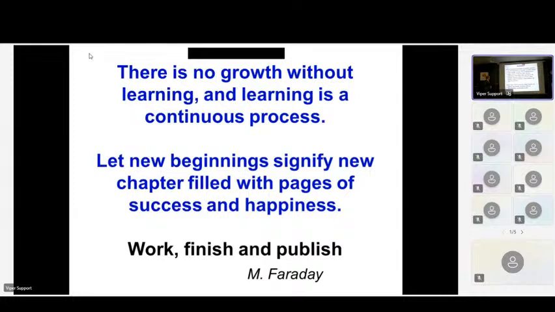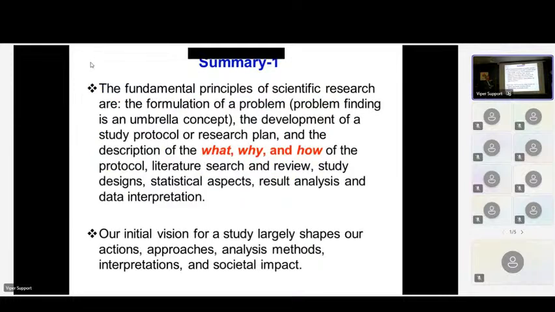Now I'll summarize what I said in the last 1 hour. The fundamental principles of scientific research are the formulation of a problem, the development of a study protocol, a research plan, and the description of the why, what is to be done, why you are doing it, and how you are doing it: what, why, and how. All 3 things should be described in your protocol.